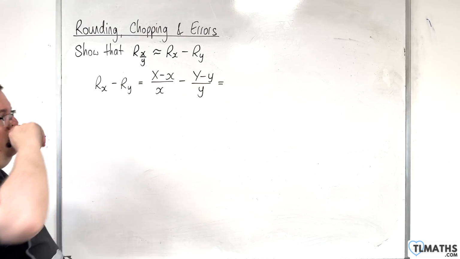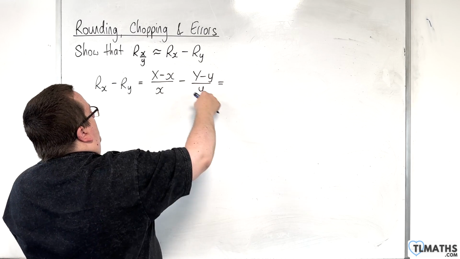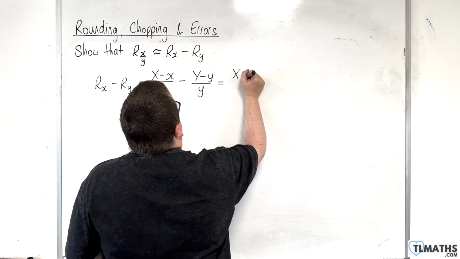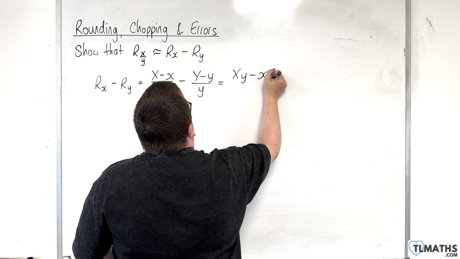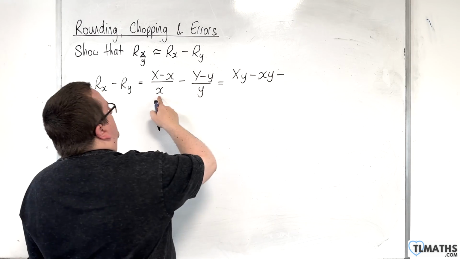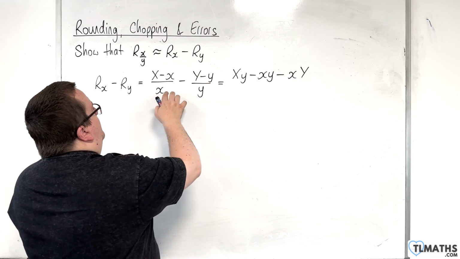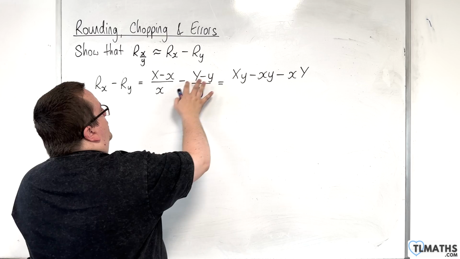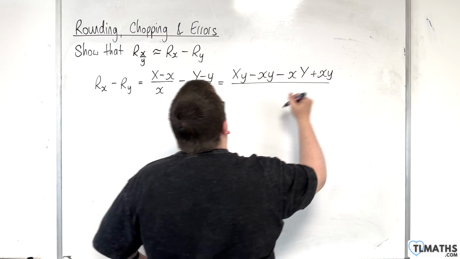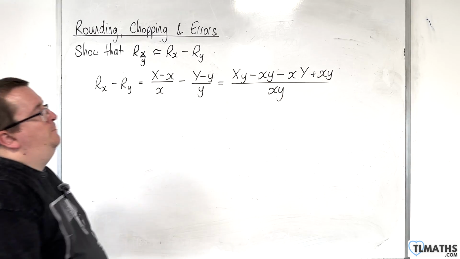Now, if we combine these two fractions into one, then by cross multiplication, we can get capital X times lowercase y, take away lowercase x, lowercase y, then take away lowercase x times capital Y, and then take away a negative, so plus lowercase x, lowercase y, over lowercase x, lowercase y.